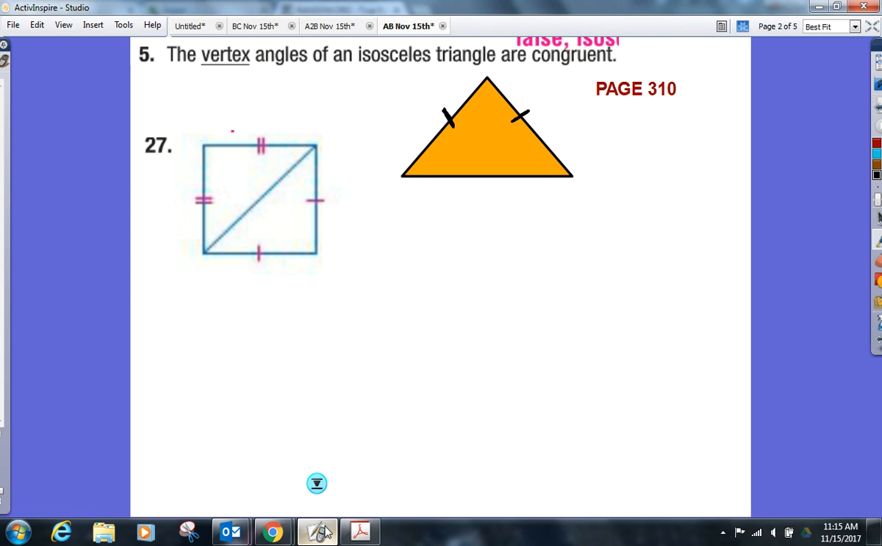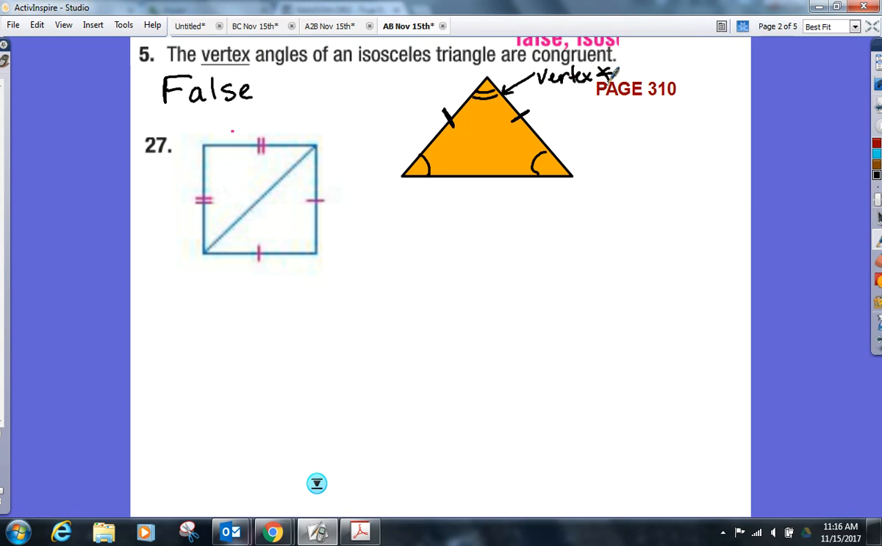Nice job. It is false. Now here comes the tougher part, Cameron, and that is correcting it. Because those congruent angles are not called vertex angles. They are not called vertex angles. Hey, everybody, the non-congruent angle is called the vertex angle. That's the vertex angle.